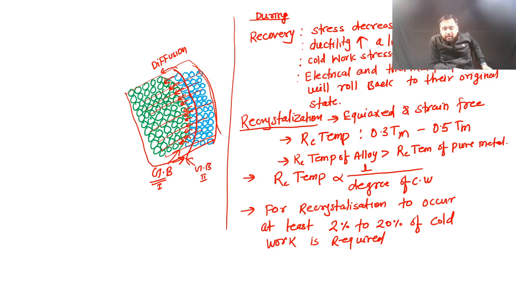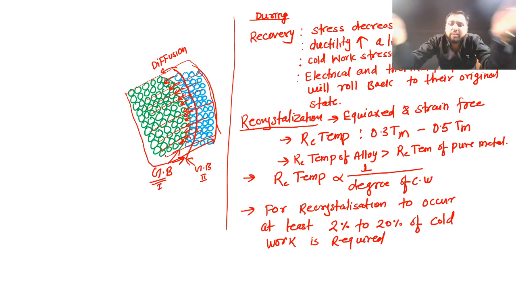Same way, if recrystallization has to happen, during recrystallization what happens? All the cold work stresses are relieved. That's why the grains become equiaxed and strain free. If cold work has not been done, there are no cold work stresses. So even if you heat up, what will happen? There are no cold work stresses, so nothing will be relieved, so no recrystallization will happen.